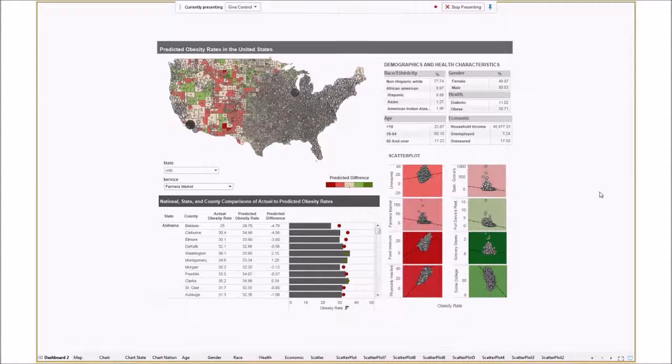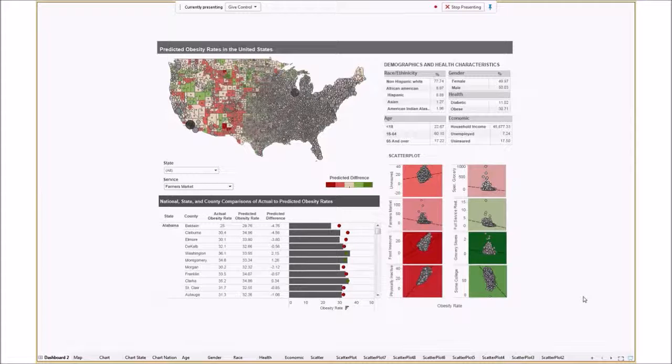And to the right are several scatter plots. The x-axis is the obesity rate. The y-axis shows significant indicators to the model. So these include physical inactivity, number of farmers markets, number of grocery stores, those who have some college, or those who are uninsured. An increase in the slope indicates an increase in obesity rate, a decrease in the slope indicates a decrease in obesity rate, and the darker the color indicates the greater association to obesity rate.